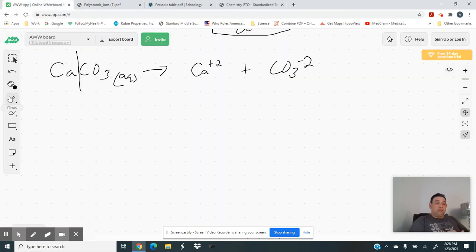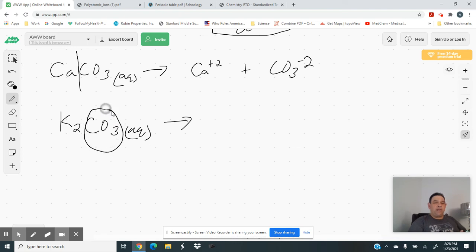Now we got another one here that shows you when you should do that, when you shouldn't. All right. So K2CO3 is aqueous. K2CO3 is potassium carbonate. Okay. So we still have our carbonate ion in there. That's one of the ions. And the other, once again, we're breaking it up into 2 ions, the carbonate and the potassium.